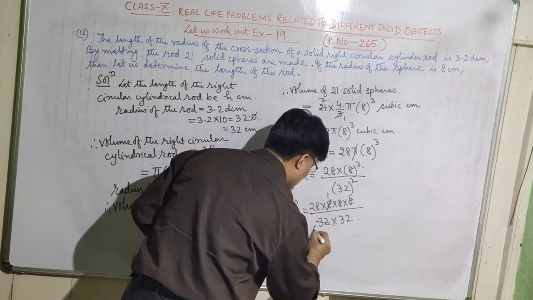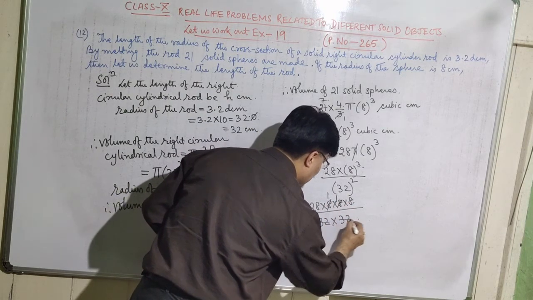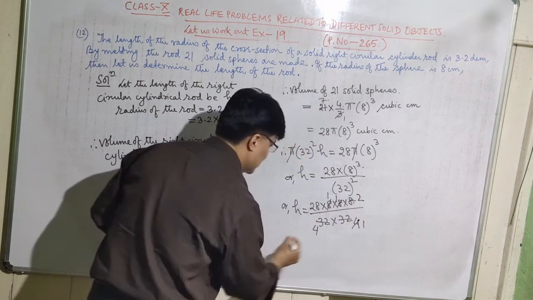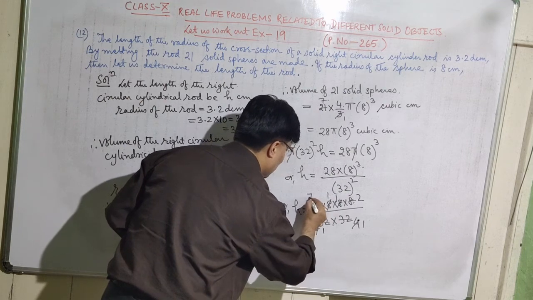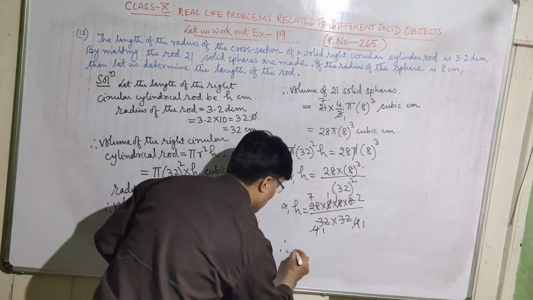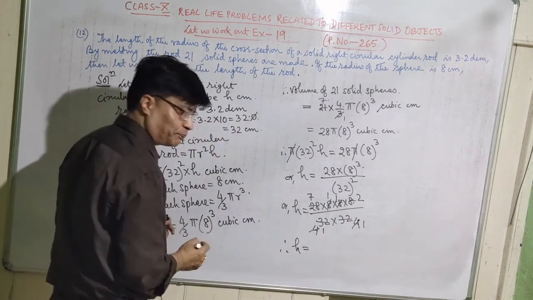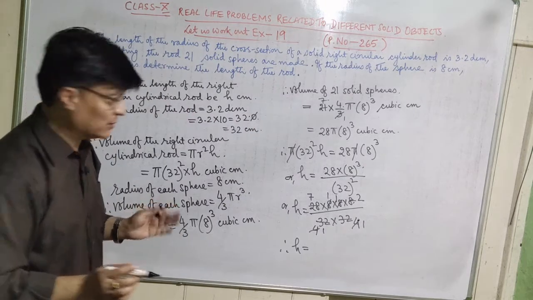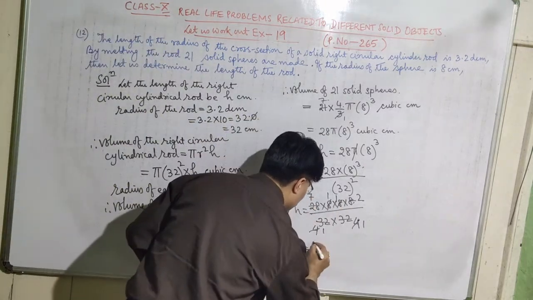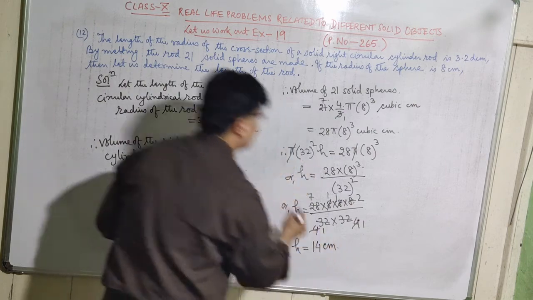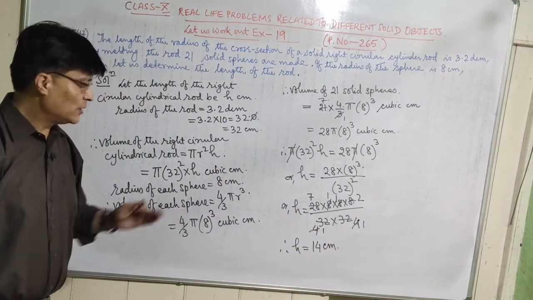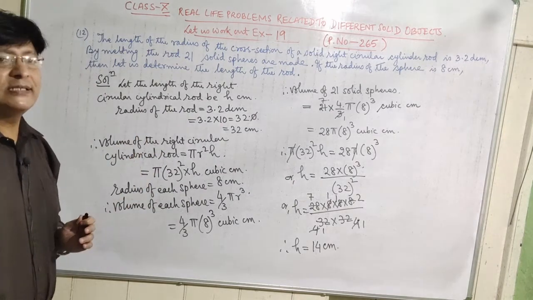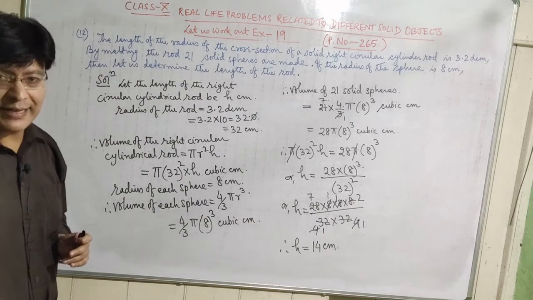8 ones are 8, 8 fours are 32. 4 ones are 4, 4 twos are 8. 4 ones are 4, 4 sevens are 28. Therefore, h is equal to, this is 1 ones are 1. 1 is in the denominator, you don't have to write it. So it is 7 twos are what? 14. What is the unit? This is the centimeter. So what is the height of the right circular cylindrical rod? It is 14 centimeter. So that is the final answer.